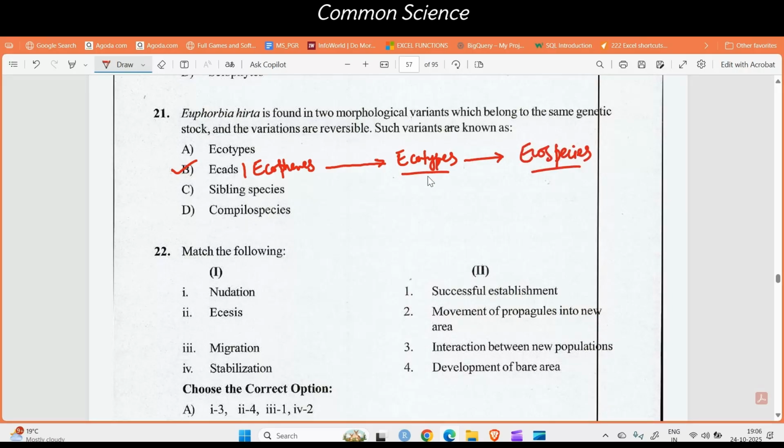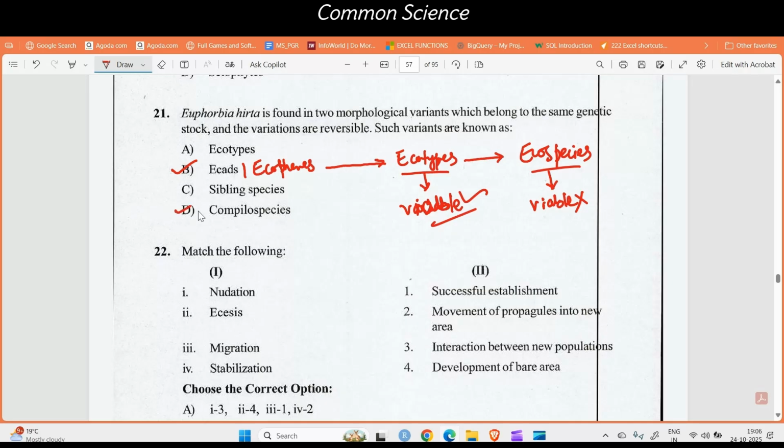What is the difference between ecotypes and ecospecies? Ecospecies, if they interbreed, they do not produce viable offspring. However, ecotypes, when they interbreed, can produce viable offspring. Yes, so this is a difference. Okay, what about compilospecies?